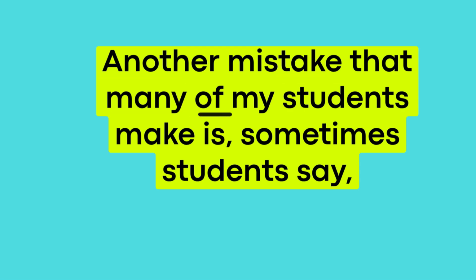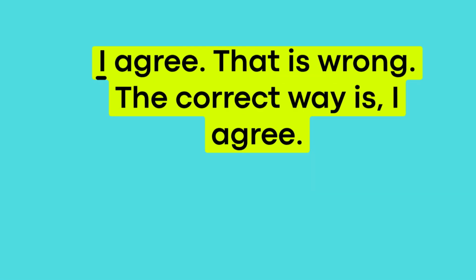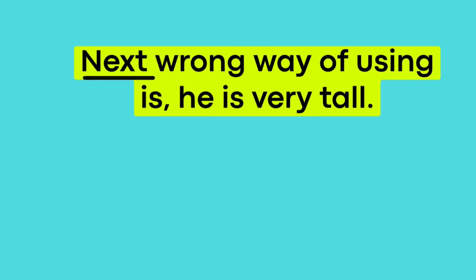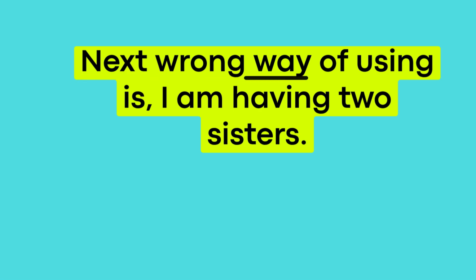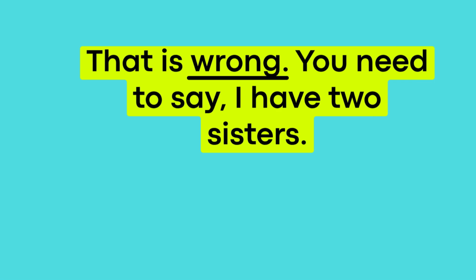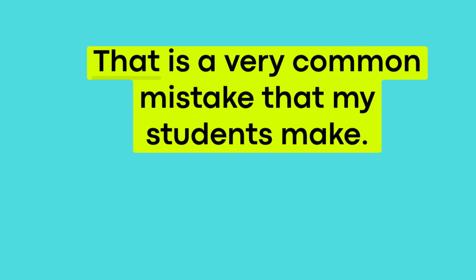Another mistake that many of my students make is sometimes saying "I am agree." That is wrong. The correct way is "I agree." Next wrong way of using is "He very tall." That is wrong. The correct way is "He is very tall." Next wrong way is "I am having two sisters." That is wrong. You need to say "I have two sisters." That is a very common mistake that my students make.